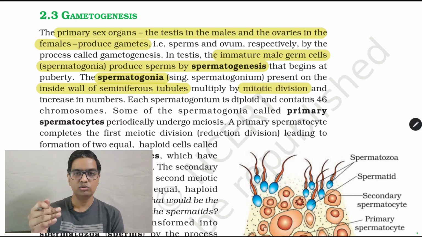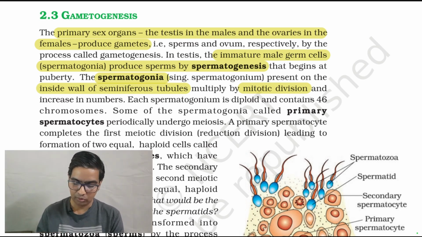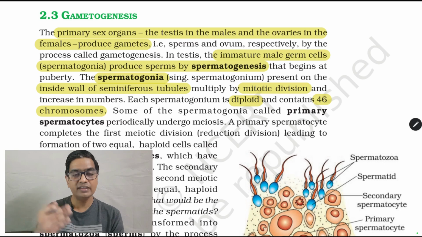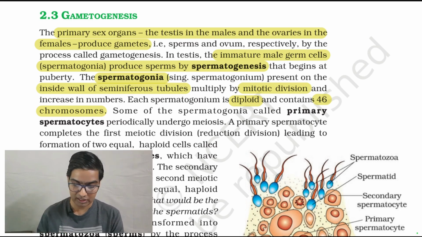So, spermatogonia undergo mitosis to increase in number. Now, because they are normal cells of our body, they are diploid and they have 46 chromosomes. Then as this multiplication continues, some of the spermatogonia become primary spermatocytes.